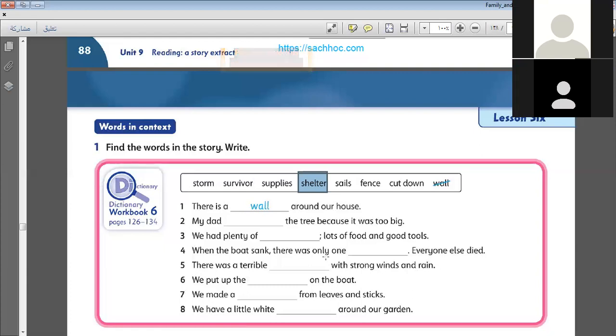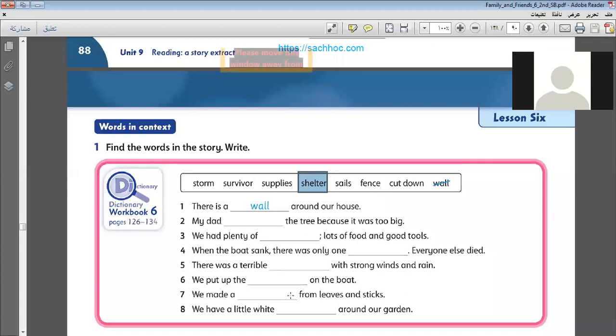Number 8. Yes, teacher. We have a little white fence around our garden. Excellent. So number 8, fence. We have a little white fence around our garden. Number 8, fence.